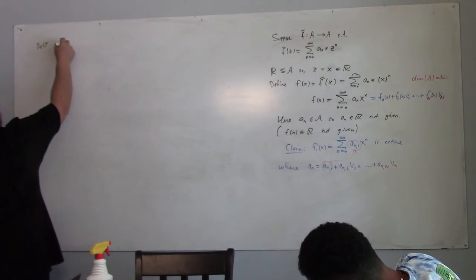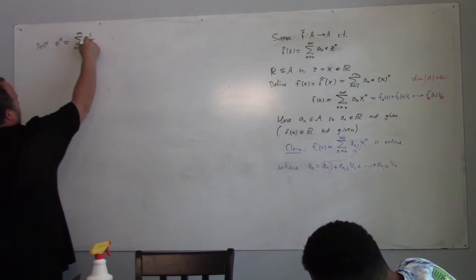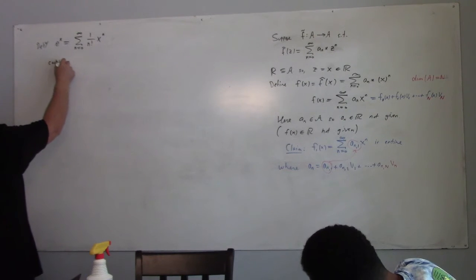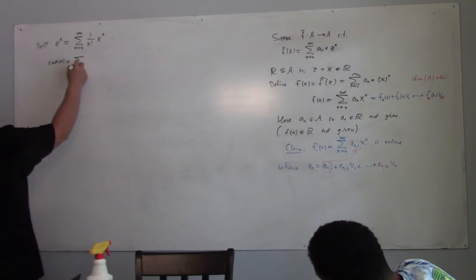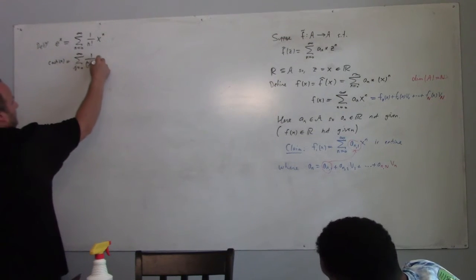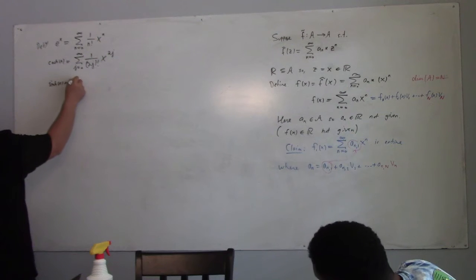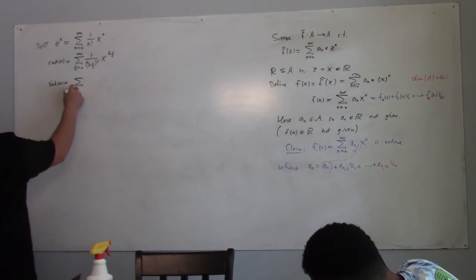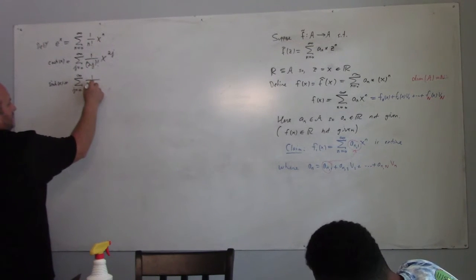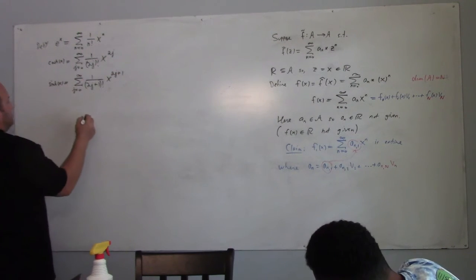e to the x is the sum, n equals 0 to infinity, of 1 over n factorial, x to the n, right? Cosh x is the sum, let's say j equals 0 to infinity, of 1 over 2j factorial, x to the 2j. Sinh x is the sum, let's say j equals 0 to infinity, of 1 over 2j plus 1 factorial, x to the 2j plus 1.